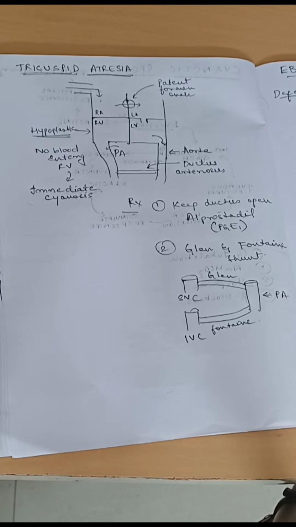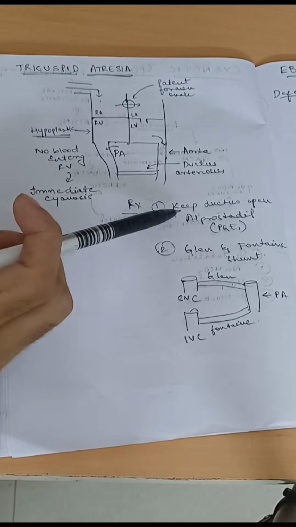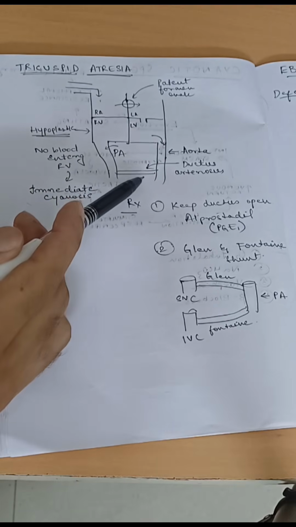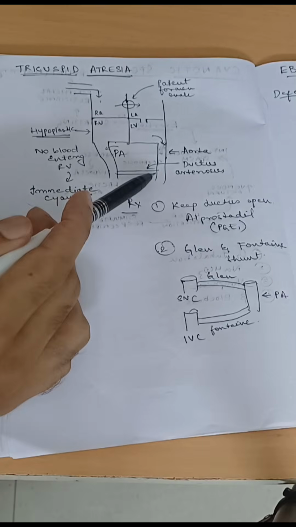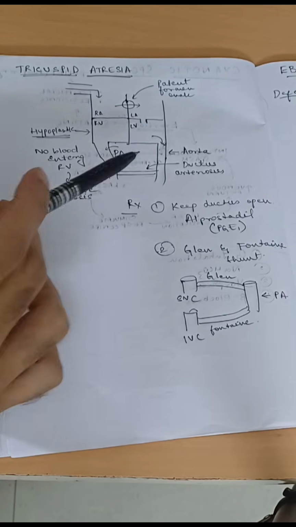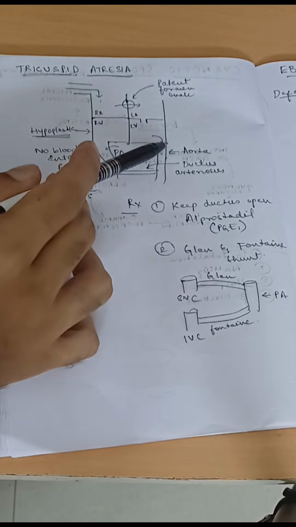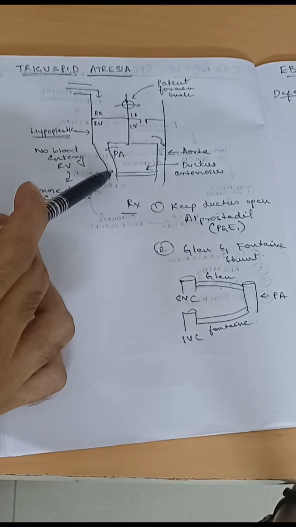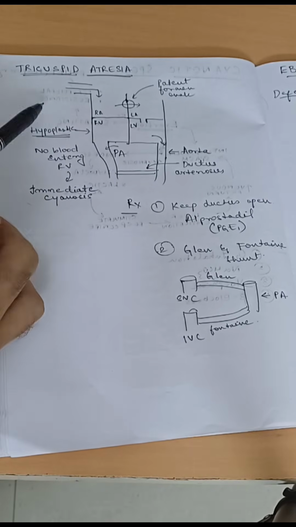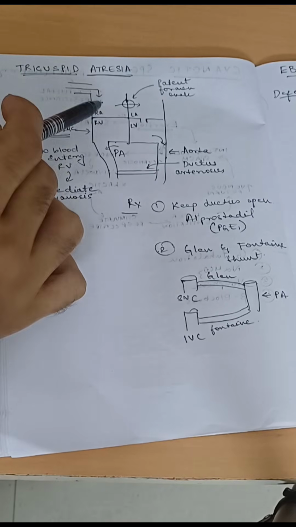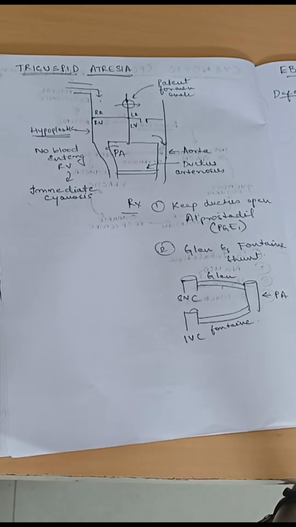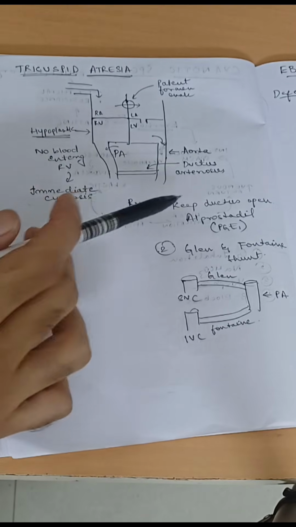So how do we treat this? Well, to give some temporary relief, what we do is we keep the ductus open, which is this part over here. This is the ductus arteriosus, which is a connection between the aorta and pulmonary artery. So basically when you keep this open, the blood has an alternate channel to go into the pulmonary artery, and it will go to the lung and get oxygenated and come back and enter the left atrium once again. So at least there is some oxygen in the blood by keeping this ductus open, right? So that is what we're going to do.